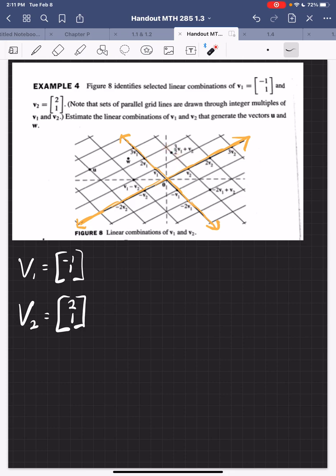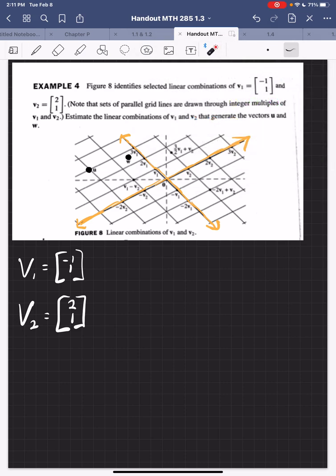Now, to get a feel for what this question is asking, I'm hoping that this new grid makes sense. Notice that there's a vector u and a vector w located on this grid. Let me go ahead and point them out. Here is w, and here is u.